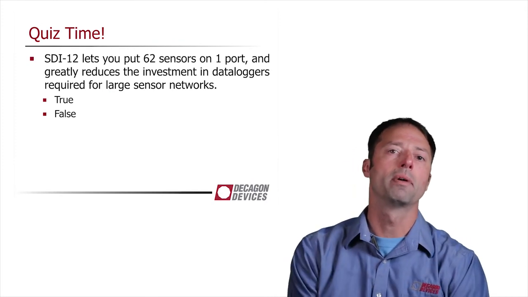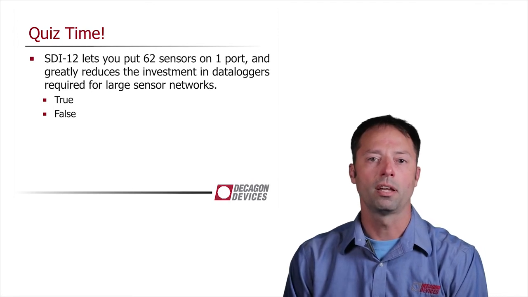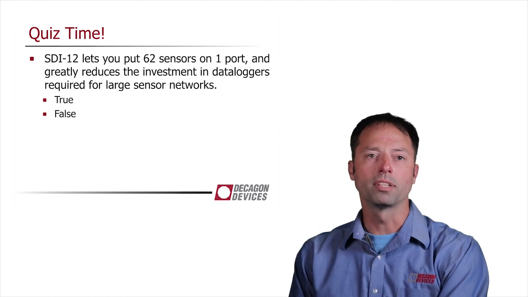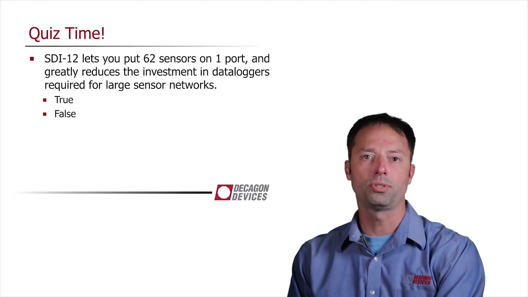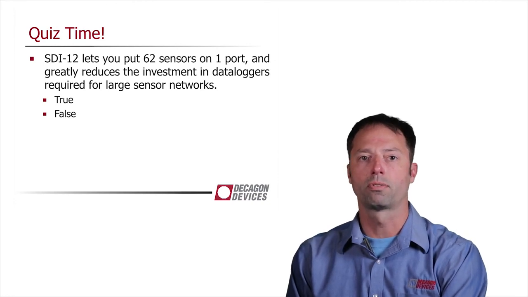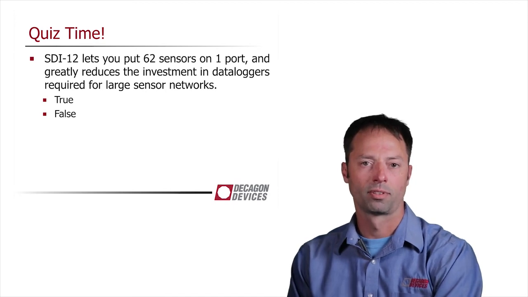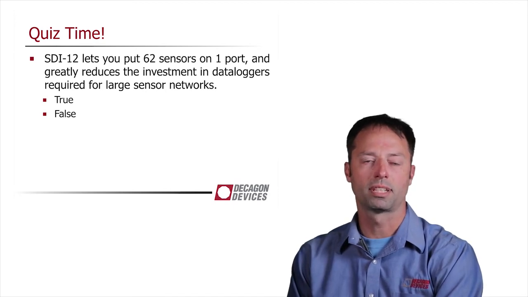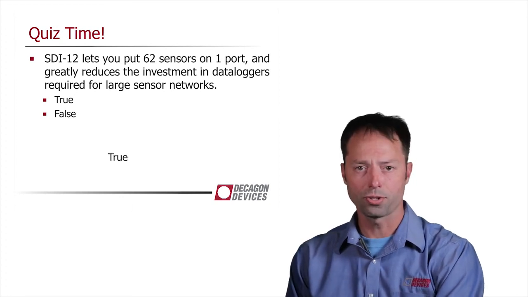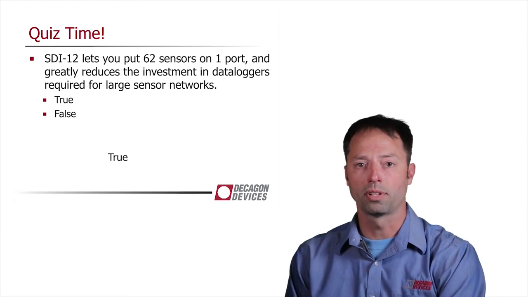Okay, it's quiz time. I've put together a brief poll, just 3 questions, and we'll see if we've helped you along a little bit here. Number 1, SDI-12 lets you put 62 sensors on one port and greatly reduces the investment in data loggers required for large sensor networks. True or false? Just give you a little bit of time here. And that is true. It's the main advantage of SDI-12 networks, letting you put lots of sensors on one port.